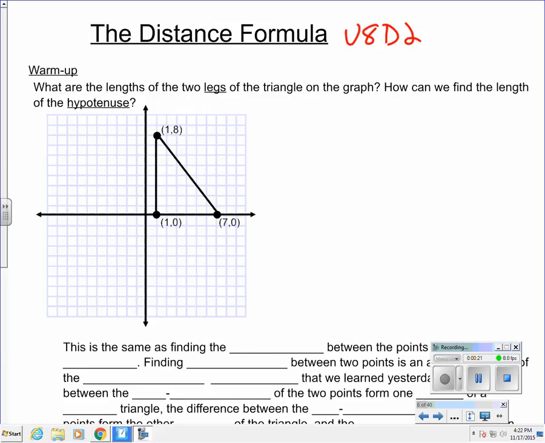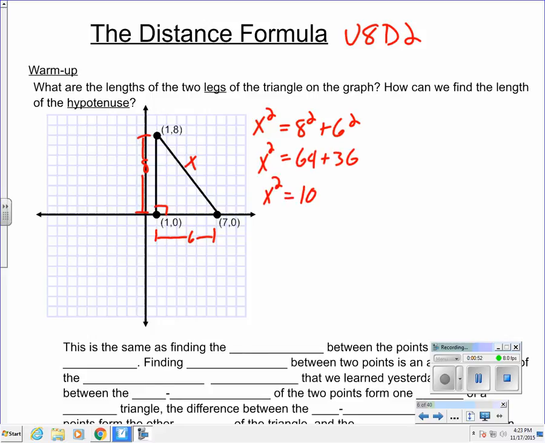What we see here is we have these 3 points. This is a right triangle on the graph. We can see from the distance between here, this leg right here would be 6, from 1 to 7. This leg here would be 8. And to find this distance here, we can use the Pythagorean theorem. So x is the hypotenuse, so x squared equals 8 squared plus 6 squared. 8 squared is 64, 6 squared is 36. Add those together, we get 100, which means that x is 10.